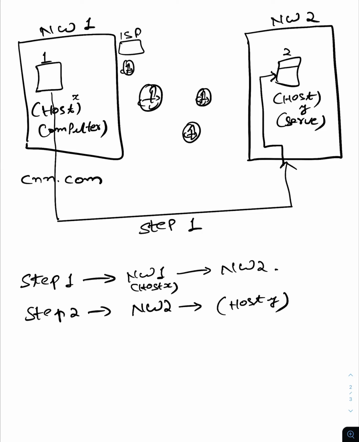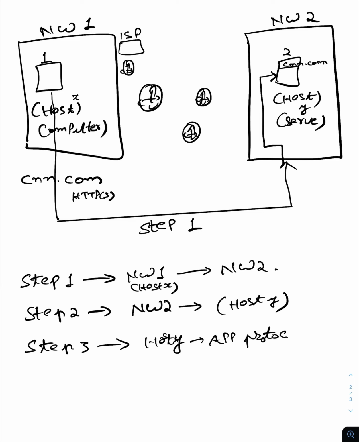And the third step is it has to go to the particular application using the application protocol. Here it's cnn.com, http, https, and it requests cnn.com. So step 3, once it goes to host Y, the application protocol comes in here, and here it requests cnn.com over http.